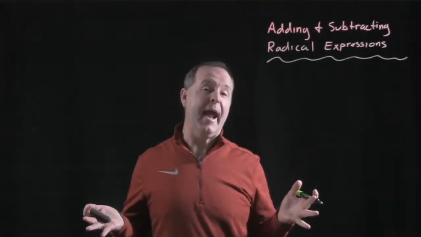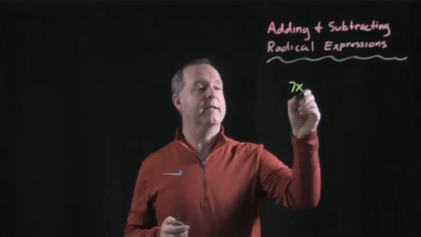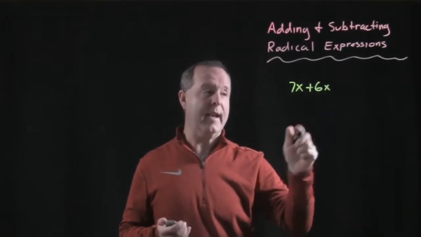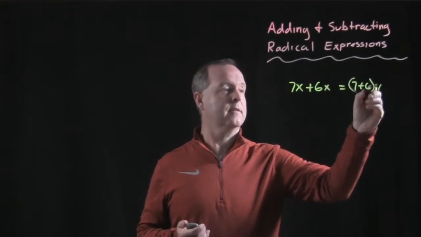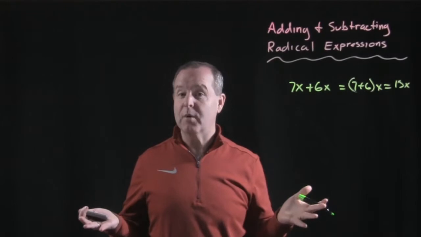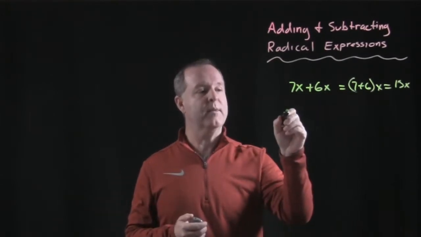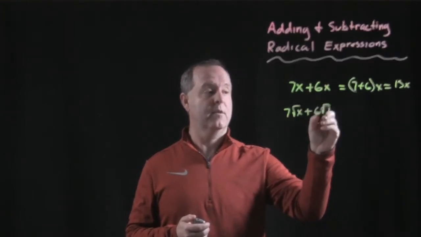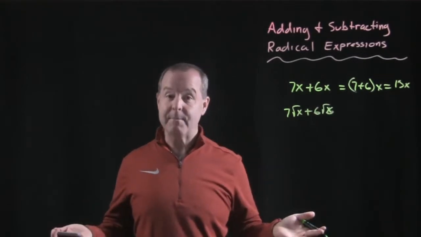Well, we know that we can add like terms. So for example, if we had a 7x plus 6x, those are like terms and we can add them. This becomes 7 plus 6, x, or 13x. Now, I hope it wouldn't surprise you that we can do the same thing with roots. So imagine that we have 7 root x plus 6 root x. Not 6, x. So what do you think that becomes?